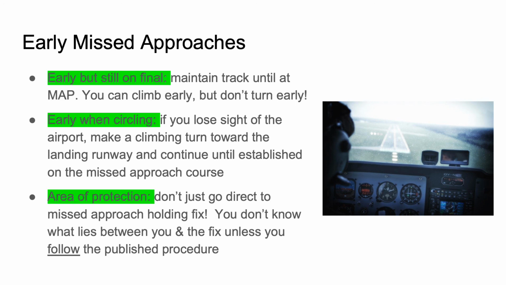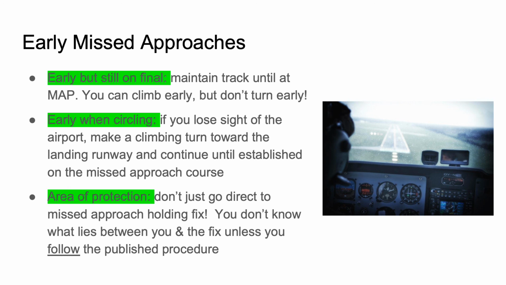What if you need to go missed approach but you're out of position? So let's say that you are still on final, but you get full scale deflection, and therefore you need to go missed approach. You should maintain your track and wait until you get to the missed approach point before you start the procedure. Now you can go ahead and start the climb early, just don't turn early.